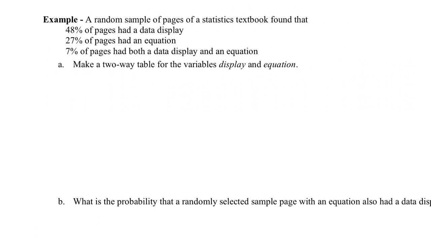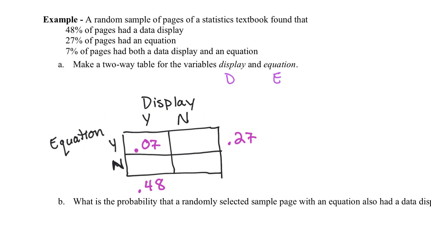Let's quickly go through this example of a statistics textbook, where some of the pages have data, some of the pages have equations, and some pages have both. Our first step says to make a two-way table for the variables display and equation. Let's call those D and E. I've got my two-way table ready here for my data. If you'd like to take a moment to go ahead and fill it in and see if yours matches mine, go for it. This is great practice.